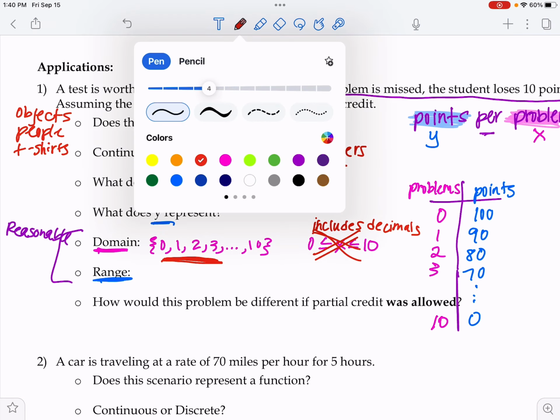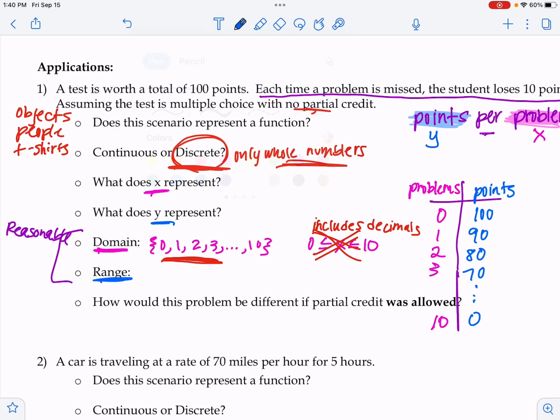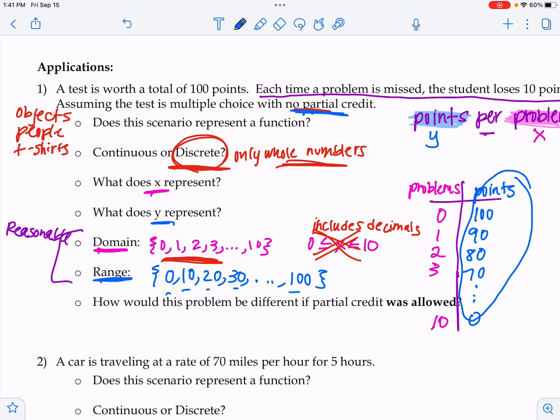And so same thing for the range. The only numbers that make sense for our range are 0, 10, 20, 30, all the way to 100. Okay, if each problem is 10 points, there's no way to get a 5 on the test. There's no way to get a 95 on the test or a 73 because there's no partial credit. And so these are the only numbers that would be my outputs. They are the only ones I would have in my range column.